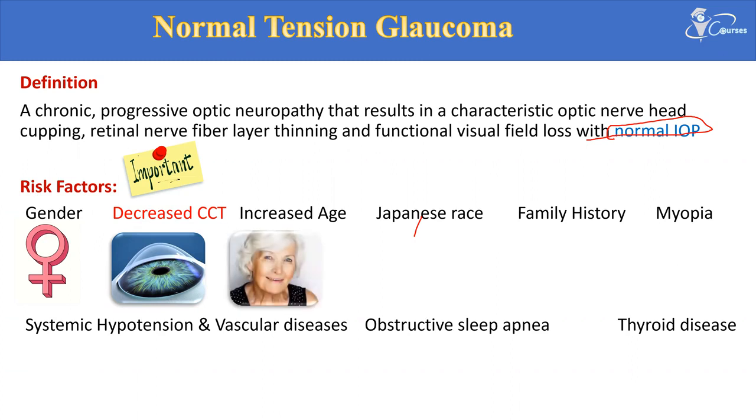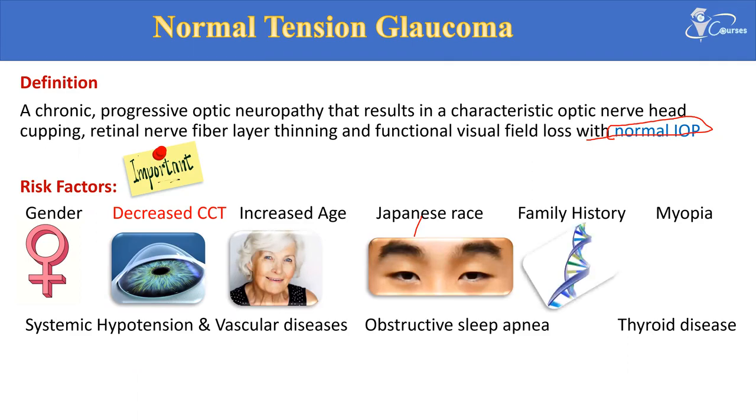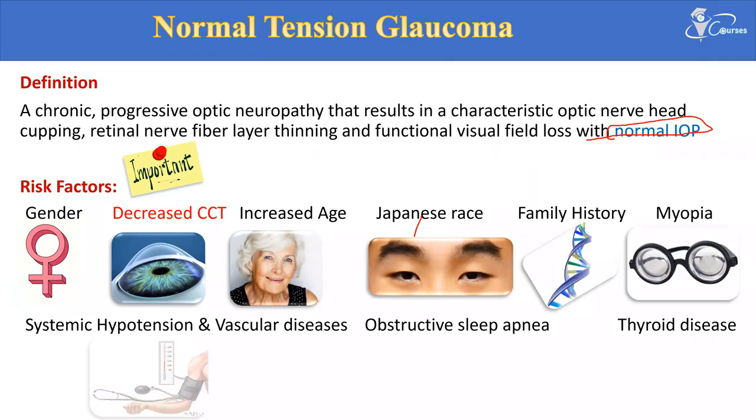Also, increasing age, more in old females, more in the Japanese race, and family history have been linked. Myopia, as we just mentioned in glaucoma, systemic hypotension and vascular diseases. This is very important. It is not hypertension here; it is hypotension.